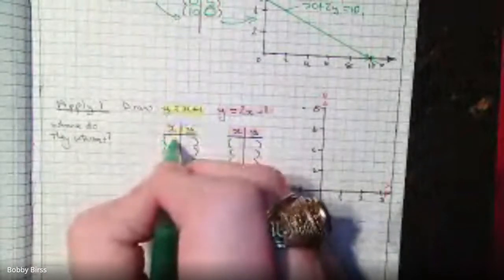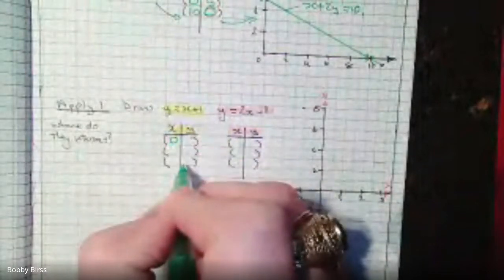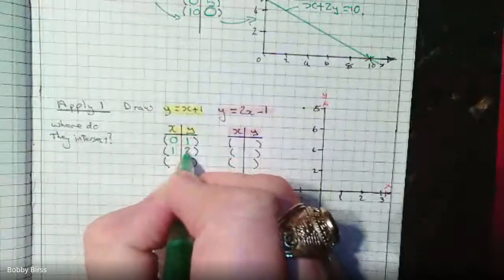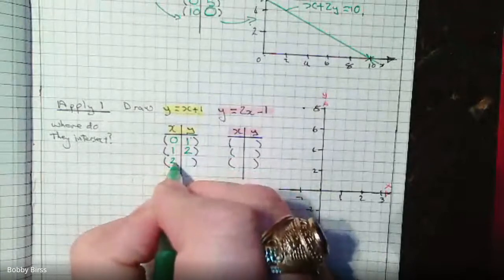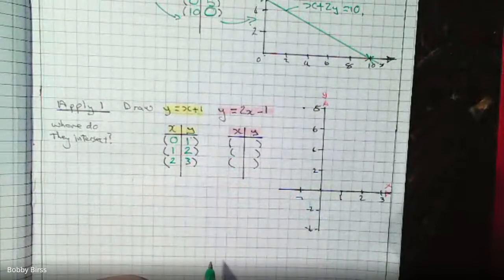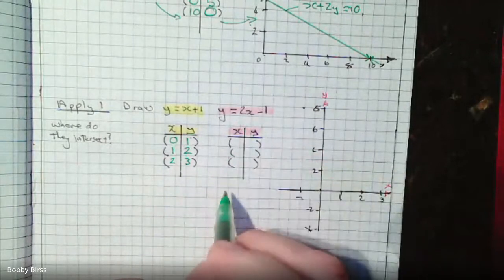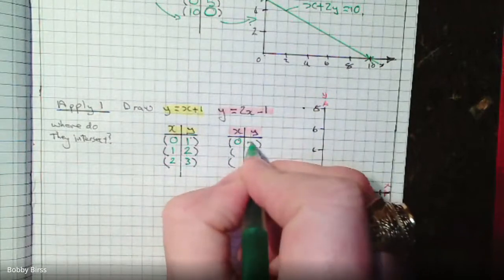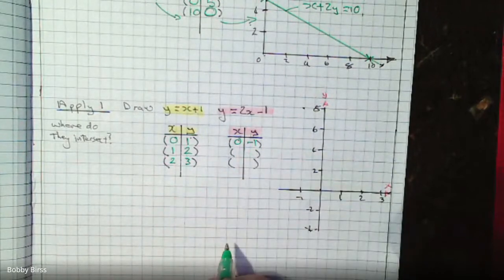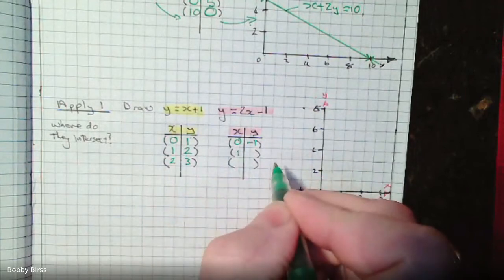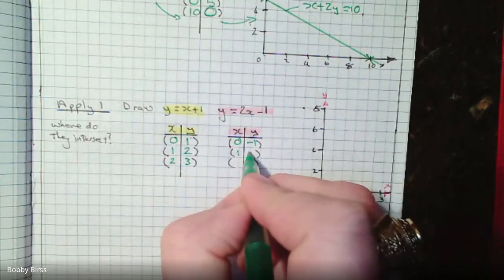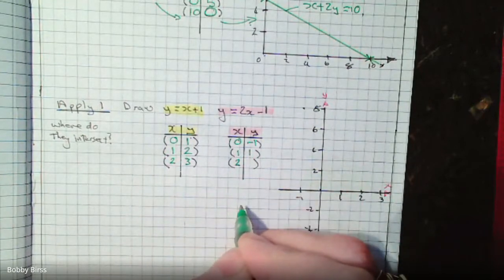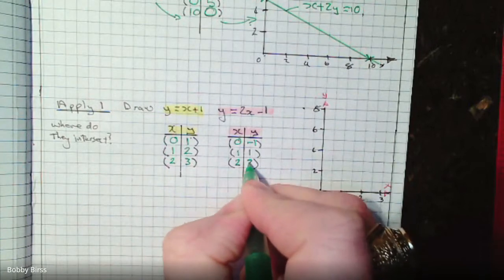So I'm going to start off letting x equals 0. Y equals 0 plus 1. If x is 1, 1 plus 1 is 2. And if x is 2, 2 plus 1 is 3. For the red line, 2x minus 1. If x is 0, 2 times nothing is nothing. Take away 1, minus 1. If x is 1, 2 ones are 2. 2 minus 1 is 1. If x is 2, 2 times 2 is 4 minus 1, 3.